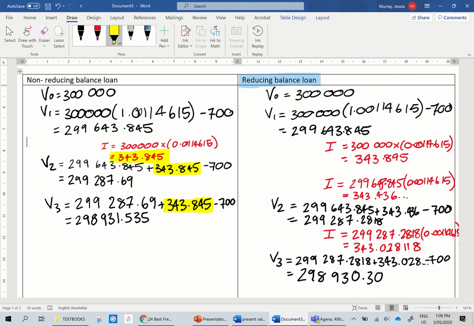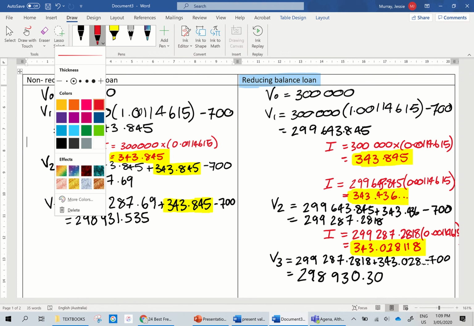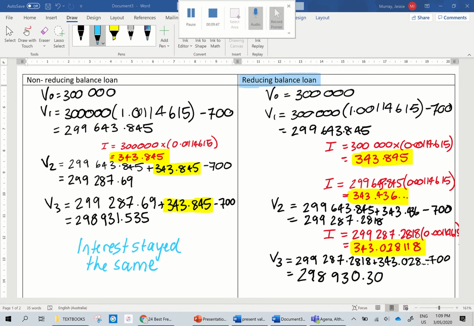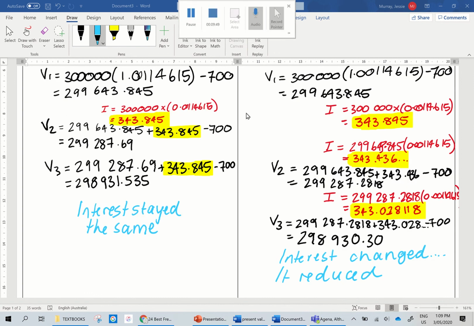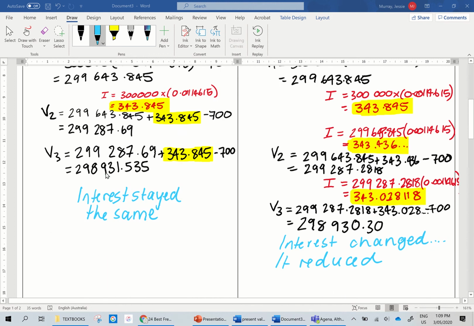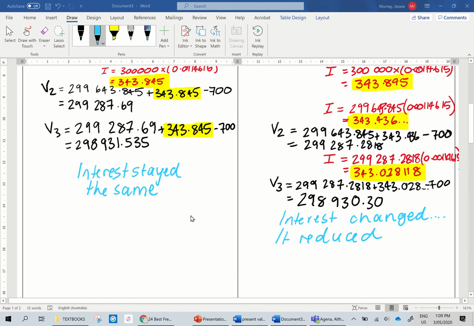Okay, so let's look at this one now. The first fortnight, my interest was that same amount, but then the second fortnight, it was slightly less. The third fortnight, it was slightly less again. So see how the interest on my left-hand side stayed the same. But then the interest on my right-hand side, it changed. Or a better way to think of it, it reduced each time. So the less I owed, the less interest I was being charged. Whereas over on the left-hand side, it stayed at that interest rate the whole time.